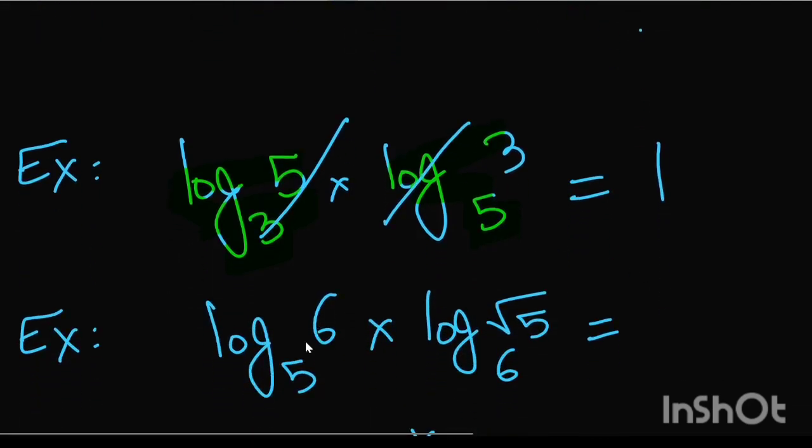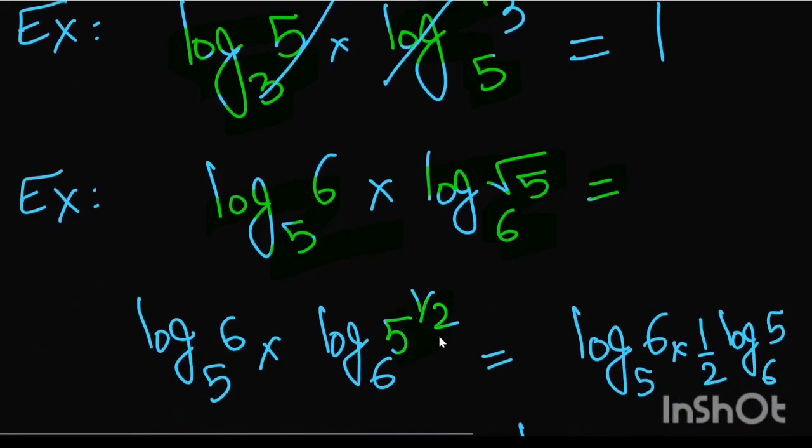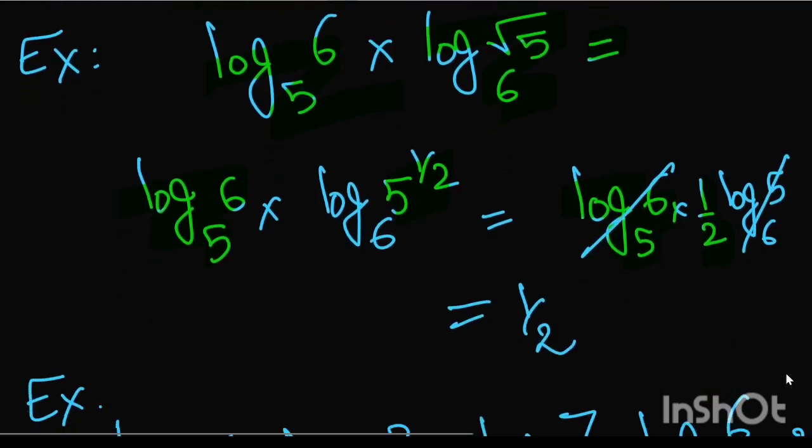Now in a similar way, log 6 base 5 into log root 5 base 6 is equal to what? As you can see, we need to simplify it a bit. So what should be the hint? We need to simplify root 5. Writing root 5 as 5 to the power half, which comes down in multiplication using the log rule, log m to the power n is n log m. This term is as it is. Now log 6 base 5, log 5 base 6 is cancelled, remaining is half. So half is the answer.